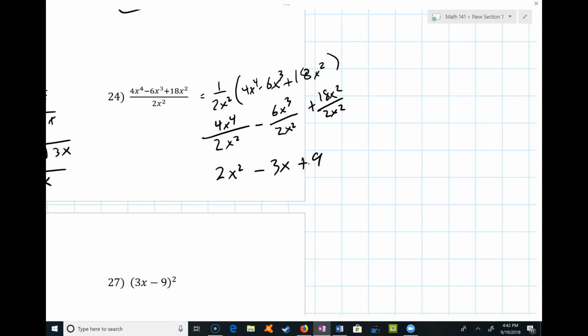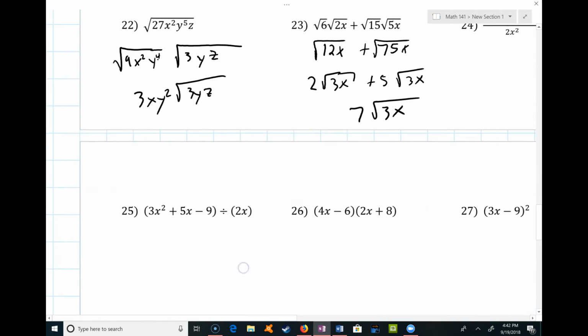And that would be my final answer. Here's the same idea. I'm dividing each one of these by 2x so I can distribute the 2x through. If I divide this by 2x, that would give me 3 halves x, because the x's cancel out, right? If I divide that by 2x, I get 5 halves, period. And if I divide negative 9 by 2x, this gets a little bit tricky, so I get negative 9 halves. And I could put the x down there with the 2, or I could just go x to the negative 1 out there.